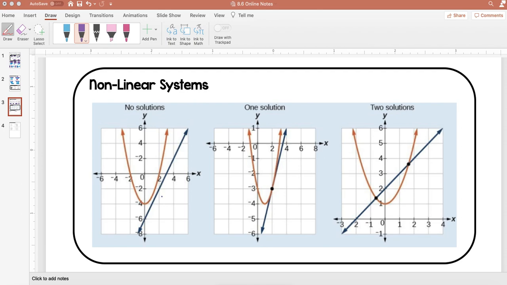No solution is when you have two things graphed and they never intersect, so there's no points that they share. One solution is if they only intersect at one point, and then two solutions when you see that it goes through 2 points.